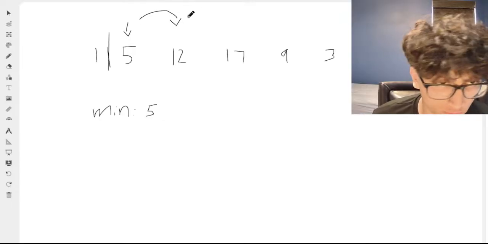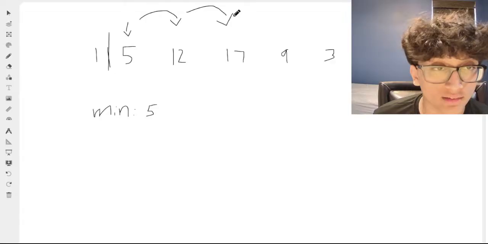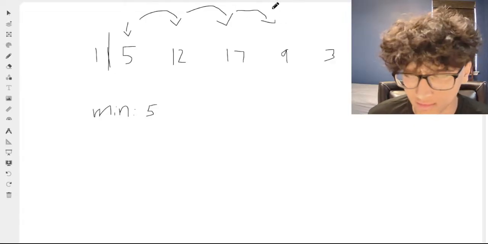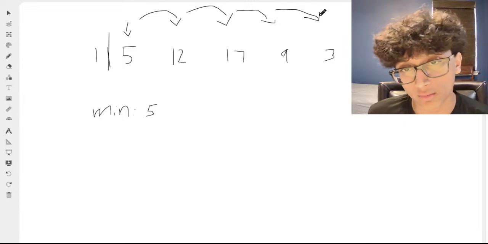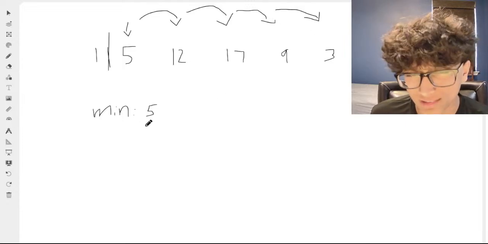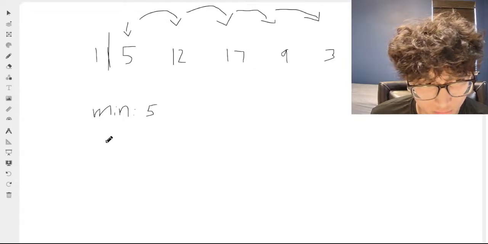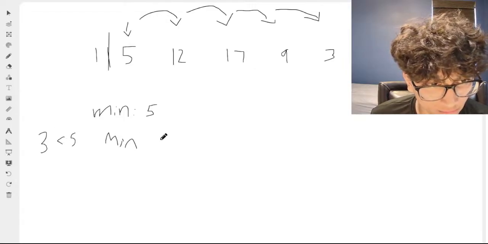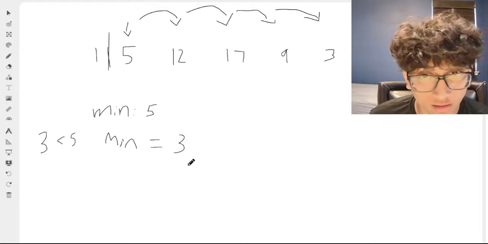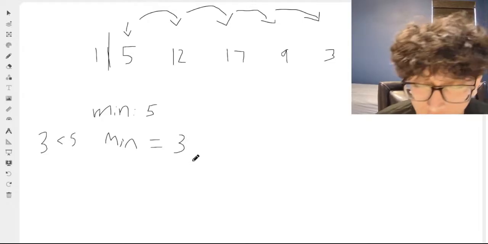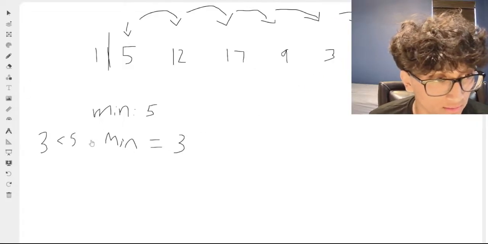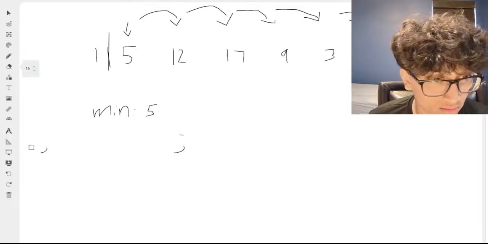Then we look at 12. 12 is not less than 5. Go to 17. 17 is not less than 5. We go to 9, a little closer than the other two. It's still not less than 5. Then we go to 3, and wait, that's less than 5. So our new minimum, because 3 is less than 5, is equal to 3. And then we look at 10. 10 is not less than 3. So we just sort that part right there.